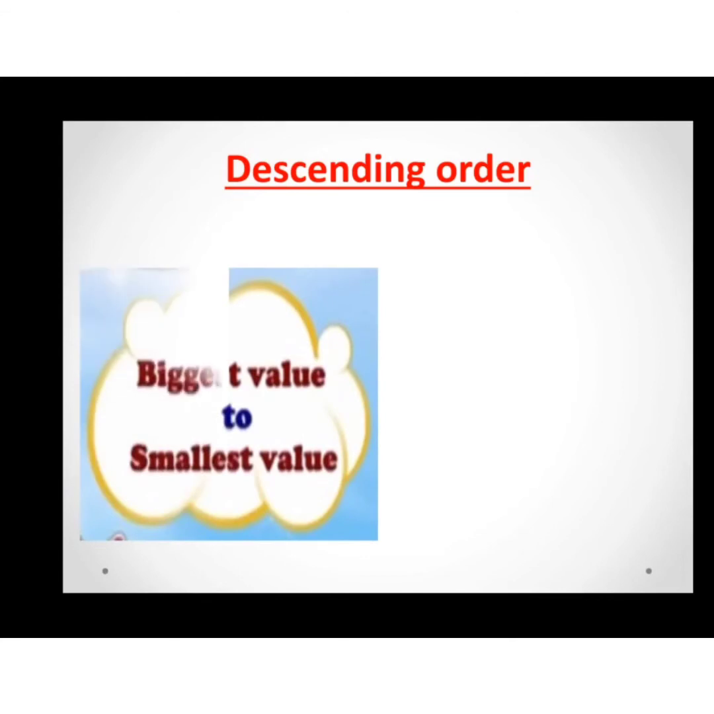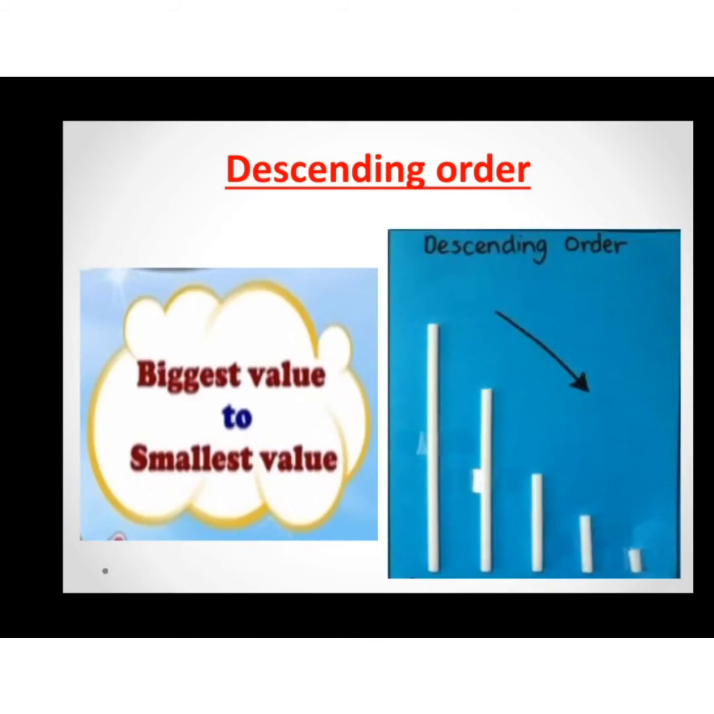Now, descending order. Descending arrangement is exactly opposite of ascending arrangement. So, we can say in descending arrangement, we have to start with the biggest one and move towards a smaller one. Here, in this picture, you can see the descending arrangement of the straws. That means from the biggest one to the smallest one. Dear students, kindly remember descending order is also known as decreasing order.